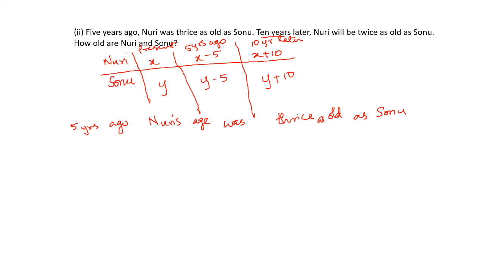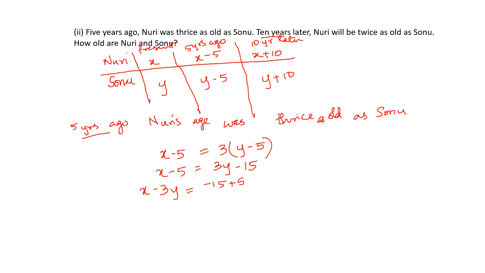So what will you write? 5 years ago, what was the age of Noori? Noori's age was x minus 5. That is given as equal to thrice as old as Sonu, that is equal to 3 times the age of Sonu. Sonu's age was y minus 5, 5 years earlier. So from the first one we can make the equation x minus 5 is equal to 3y minus 15. So take y to this side, you get x minus 3y equal to, 5 will go to the other side, minus 15 plus 5. So you get x minus 3y is equal to minus 10. That is our first equation.